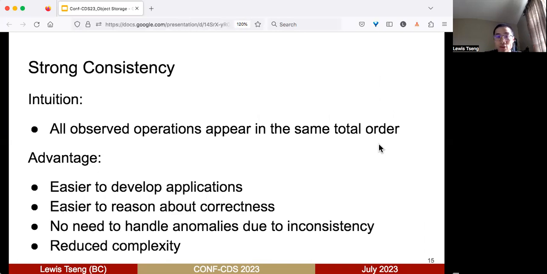And why is that a good thing? Because for a developer, it's much easier to develop your application. You don't need to do much reasoning because the correctness is simpler to argue compared to other eventually consistent systems. And why is that? Because of some anomalies, some kind of incorrect business logic caused by inconsistency. For this type of strongly consistent system, you don't need to care about that. And that also leads to reduced complexity, which is very, very important if you want to deploy real-world systems.